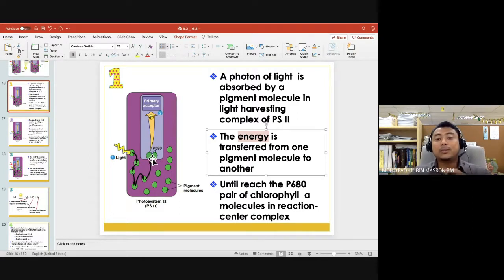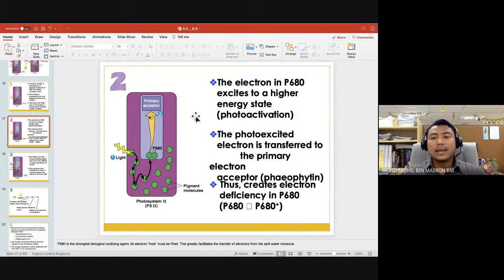So tapi kita tahu siapa penerima energi itu sebenarnya adalah elektron yang ada di dalam P680. So until reach the P680 pair of chlorophyll A molecules in the reaction center complex, di dalam yang apakah reaction center complex yang warna ungu cair ni. The electron, nampak kan?